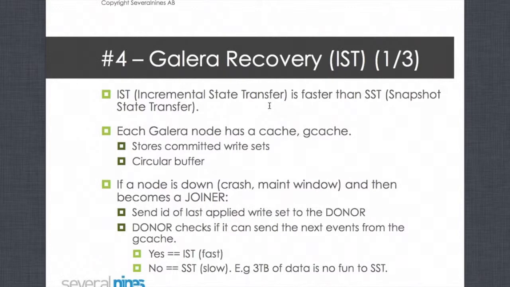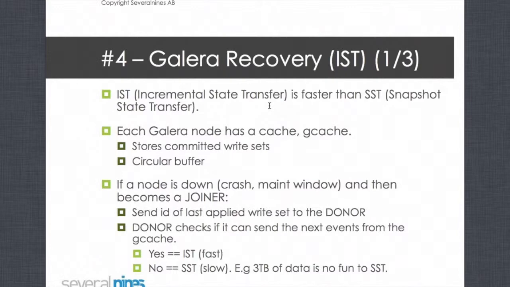With an incremental state transfer, when a node wants to join, it will present itself to the donor, which is one of the nodes in the Galera cluster that is up and running. It will say: I have applied this much, I have the point where I crashed or stopped, a particular position. The donor node will then check if it can send those events to the joining node, and it will check if it has these events stored in what is called a Gcache.